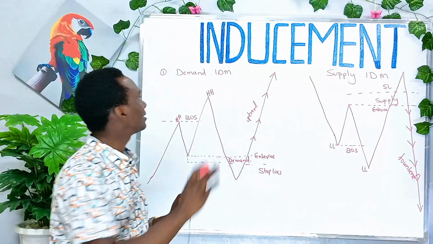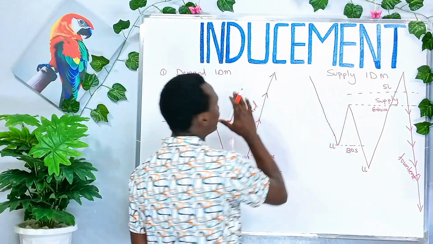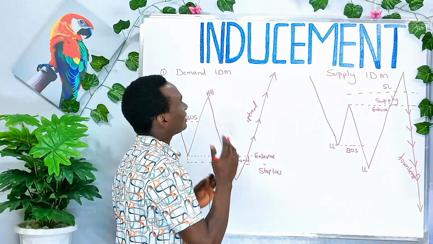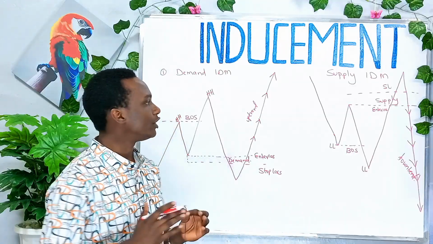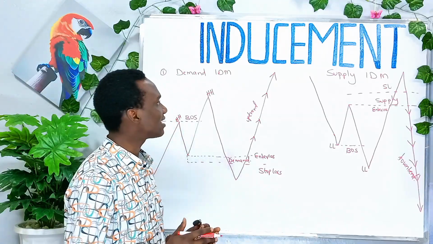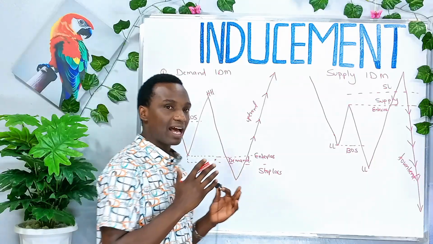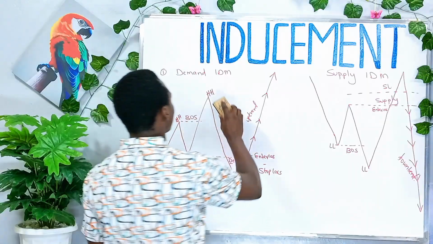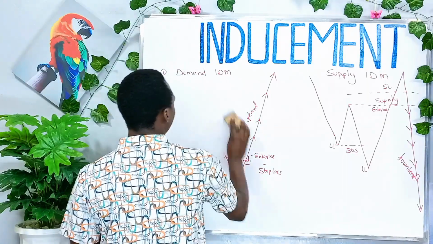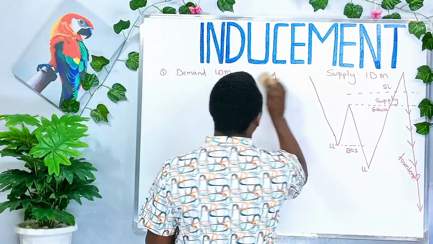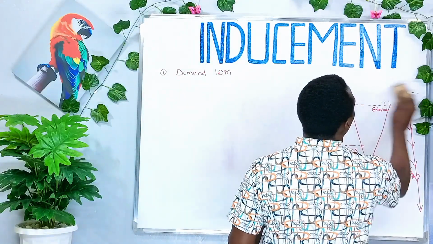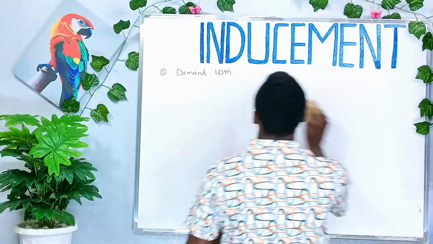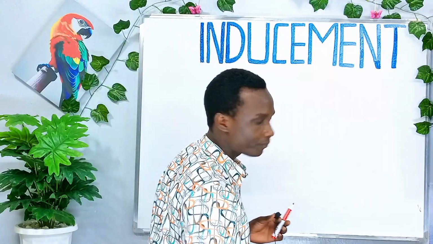So in simple terms, this is supply and demand inducements. This is the first type of inducement. The second type of inducement is support and resistance inducement. With similar illustrations, we are going to look at support and resistance inducements, how it happens and how we can take advantage of it so that we can minimize our losing positions and maximize our winning positions.